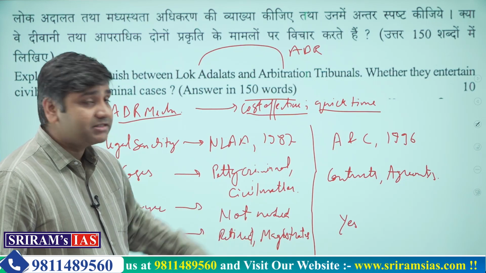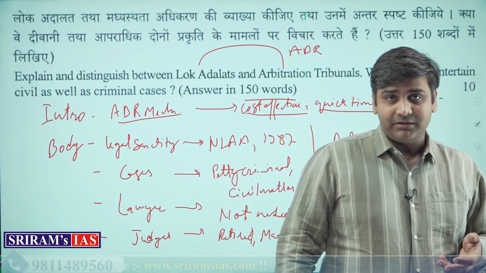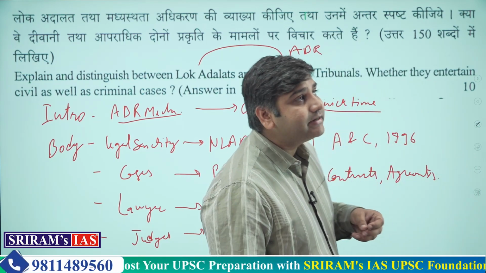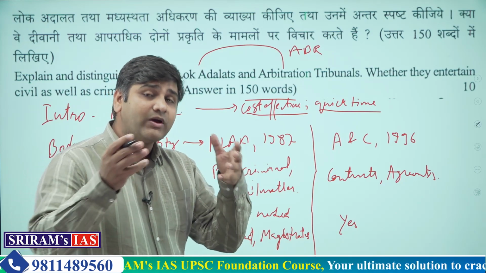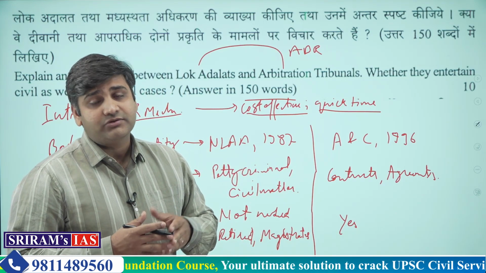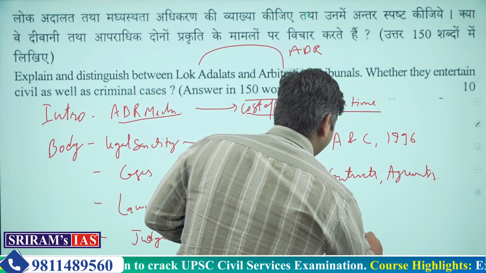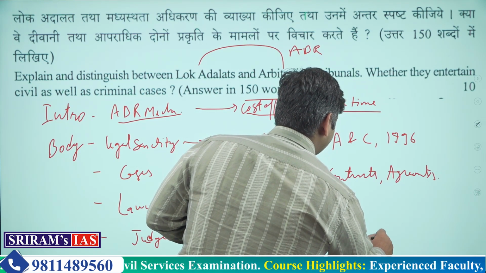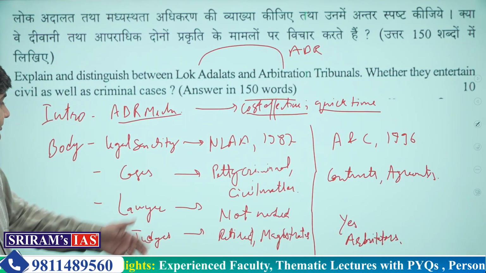What about the judges there? You have to choose the arbitrators in the arbitration tribunal. Now arbitrators have to be chosen by both the parties, and both the parties have to agree on the arbitrators, on the list of the arbitrators. So instead of judges, arbitrators are there.